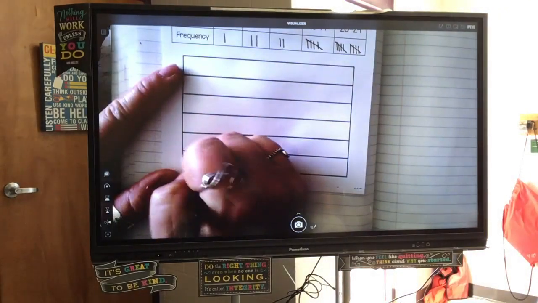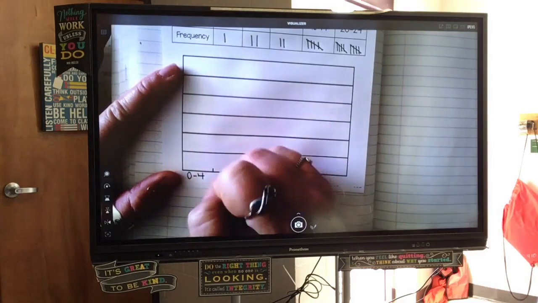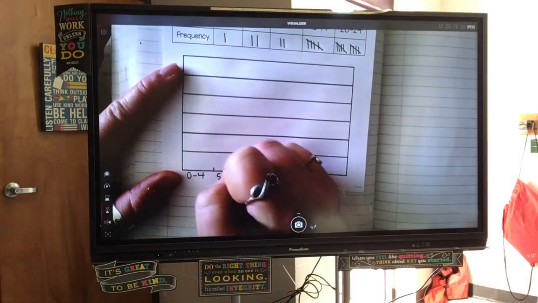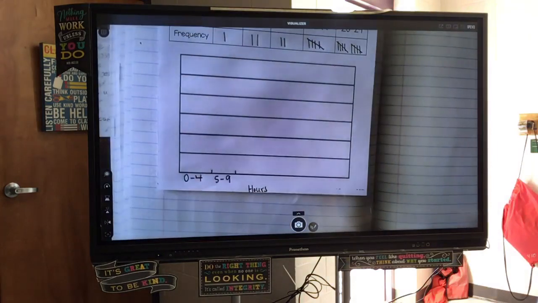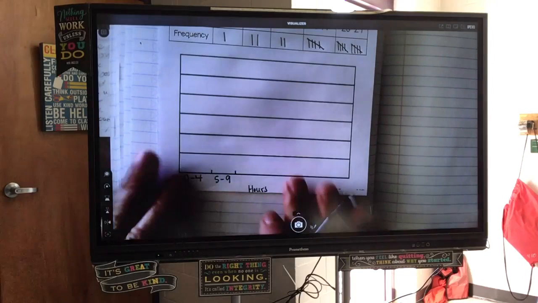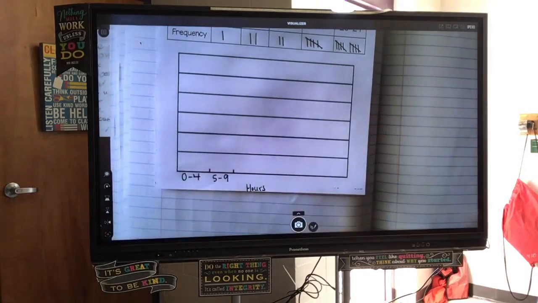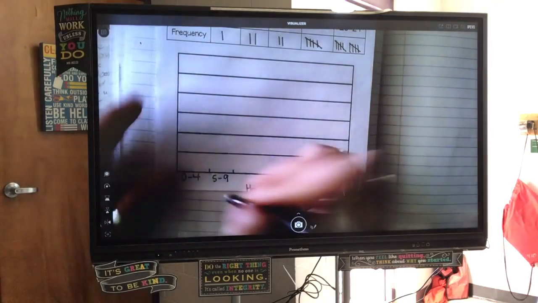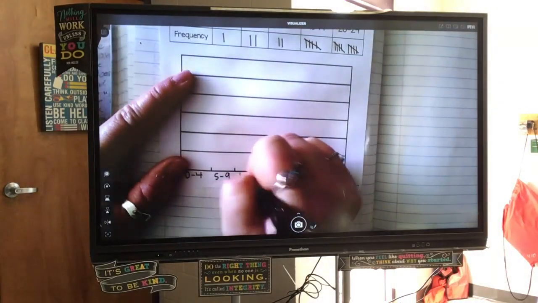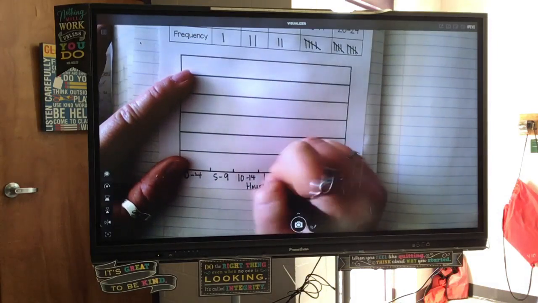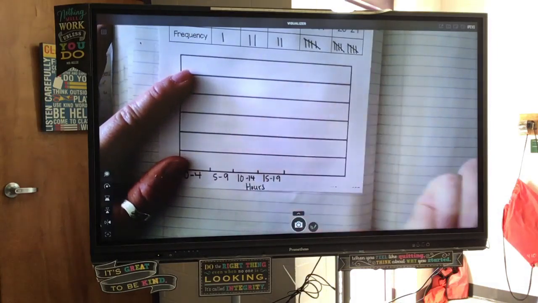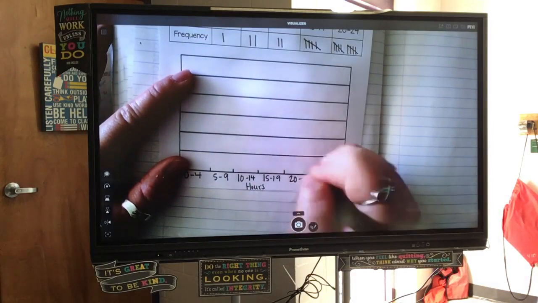I'm gonna make a little line. Then we have 5 to 9. Make a little line. Why do you think I'm making those lines? So you can tell where to make the bar. Yeah, so I'm trying to make it equal distance so I know where to make the bar when I'm drawing these. So then we have 10 to 14, another line, 15 to 19, and 20 to 24.